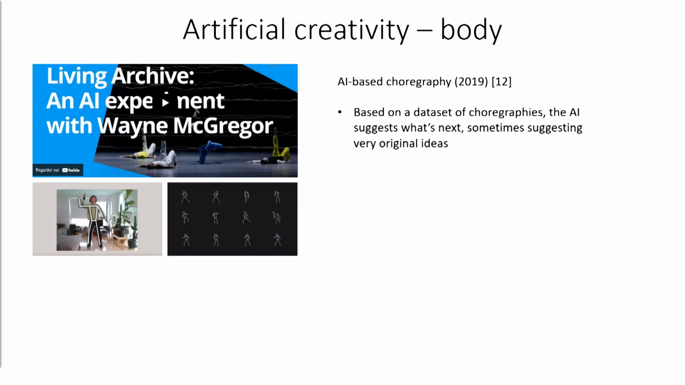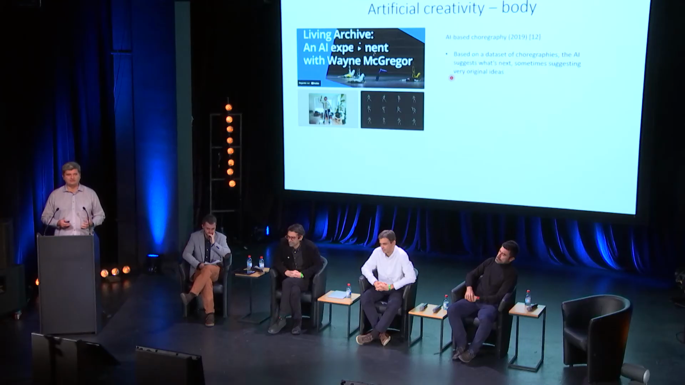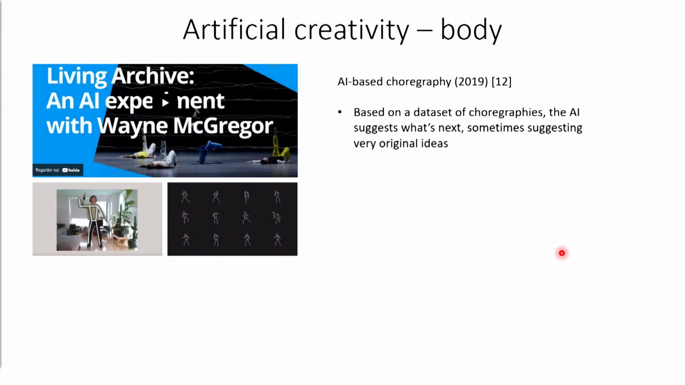Then you have the body. This is also very interesting. Here there is an artist who provided his entire data set of movements, so skeleton movements of dancers. And what they did is try to find different ways to combine those poses, and then ask some dancers to try them, and they really synthesized interesting dance movements. So again, a collaboration between artist and the machine, and not the machine alone.